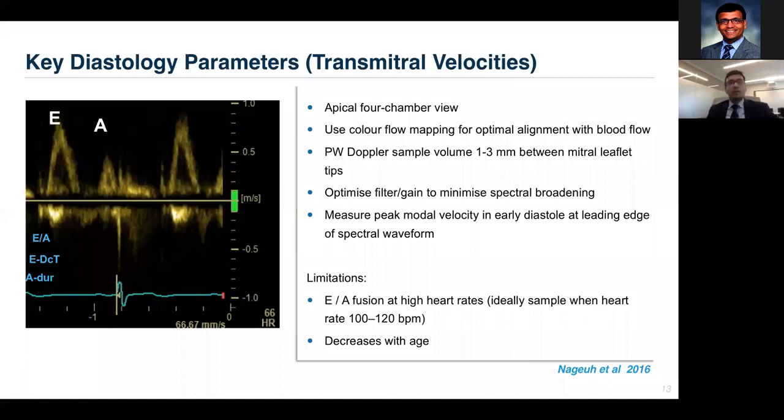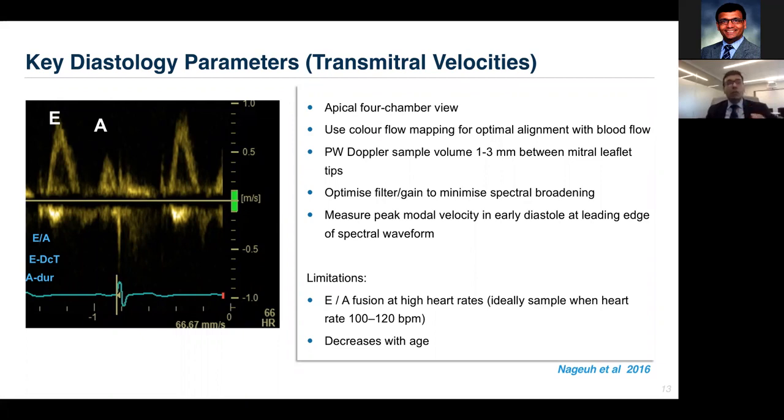The transmitral E and A velocities are usually acquired in the apical four-chamber view using color flow mapping for optimal alignment with blood flow. The pulse wave Doppler sample volume should be 1 to 3 millimeters between the mitral leaflet tips, optimizing the filter and the gain settings. And then you measure the peak modal velocity in early diastole at the leading edge of the spectral waveform.